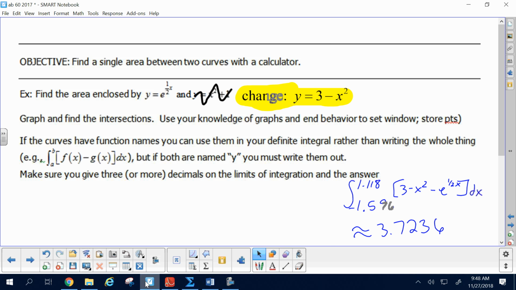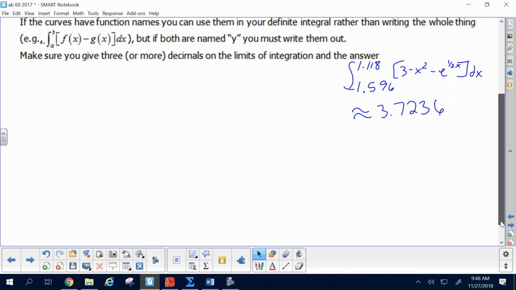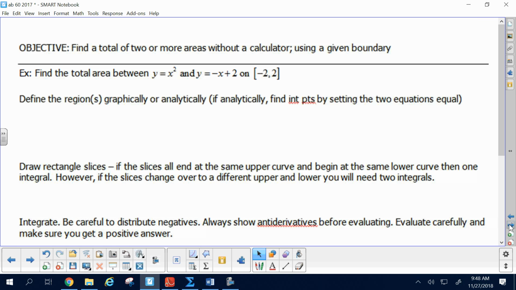Okay. Would you try one on your own? Is there one to try on your own? I guess not. Okay. Let's try 2 areas then, without a calculator and with a calculator. Here we go. Find the total area between y equals x squared and y equals negative x plus 2, from negative 2 to 2. If you know the graph it, in this case, you should be able to tell me what the graph looks like.